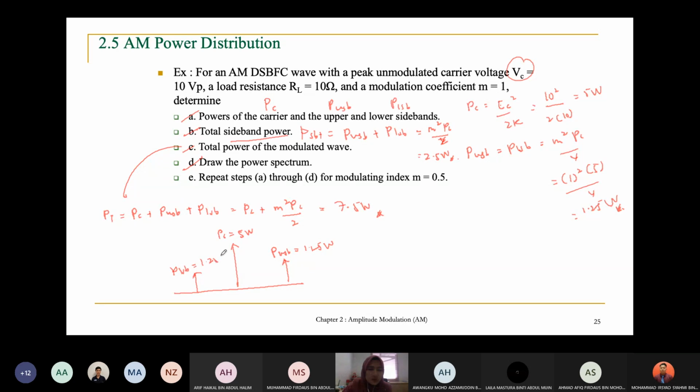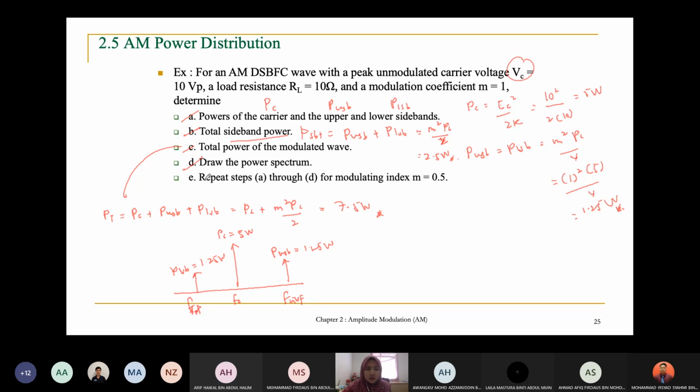equals 1.25 watts. Since this question doesn't give you the frequency, you don't need to put in the values, you just label it. So this is FC, this is FUSF, this is FLSF, where U is upper side frequency and L is lower side frequency. But if the question gives you the frequency, you must put the value. If not, I will deduct marks, because the frequency spectrum is not complete.